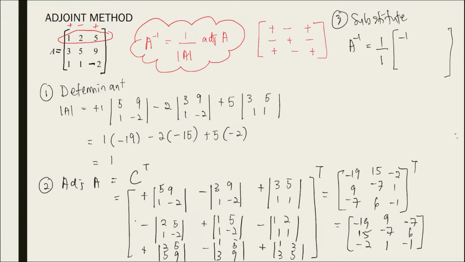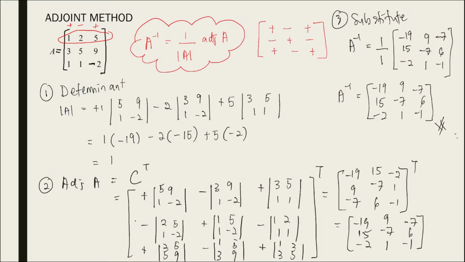So A inverse is 1 per 1 times with your adjoint matrix. So just copy back your adjoint. And since your determinant value is 1, you will have the same answer for A inverse and adjoint matrix, and that is a coincidence. So write your final answer. So that is your final answer.